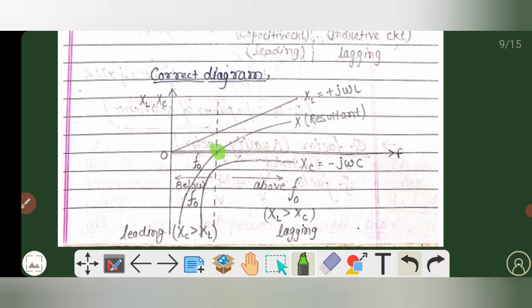As you can see here, below f0, as we know, XC is greater than XL. So below f0, the circuit will be leading in nature, and above f0, the circuit will be lagging in nature, because in this case XL will be greater than XC. So this is the correct diagram between reactance and frequency.